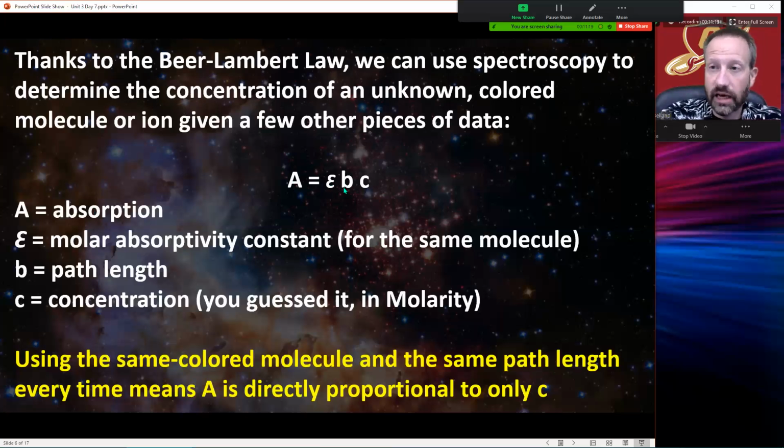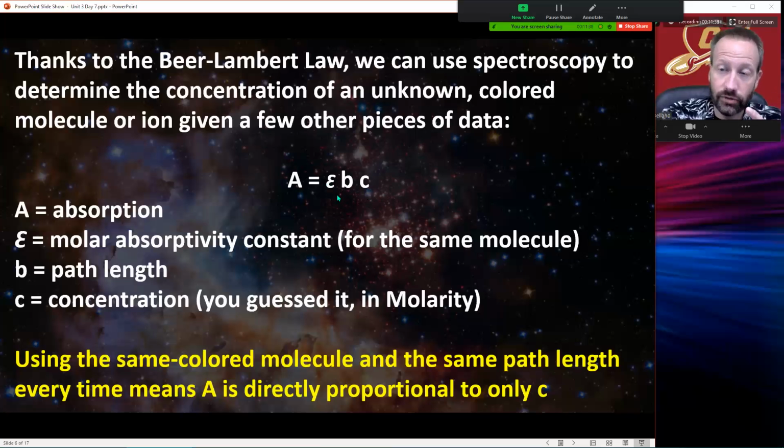B stands for the path length, and we just chose B, so it could literally go like A, B, C, okay? And then C for concentration. And yeah, you guessed it, that concentration is going to be in molarity. Guess why we already discussed molarity and dilutions, because we're going to be using them for all this, okay? So this is our formula.